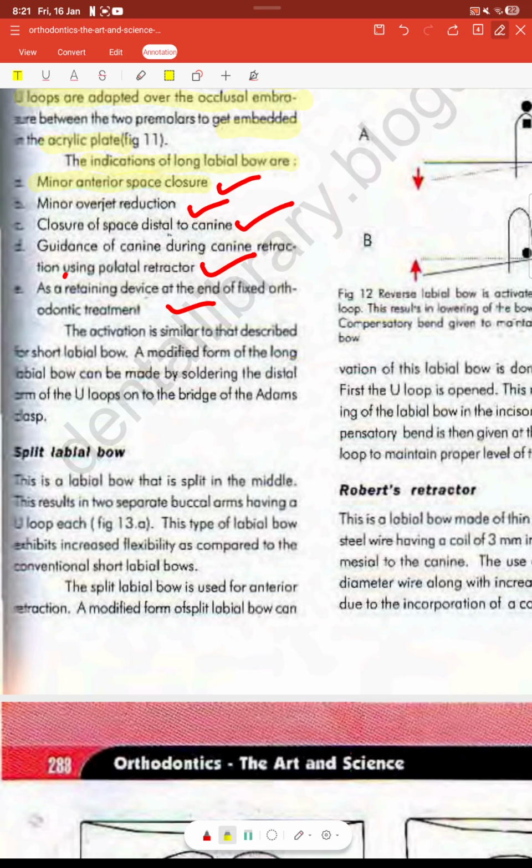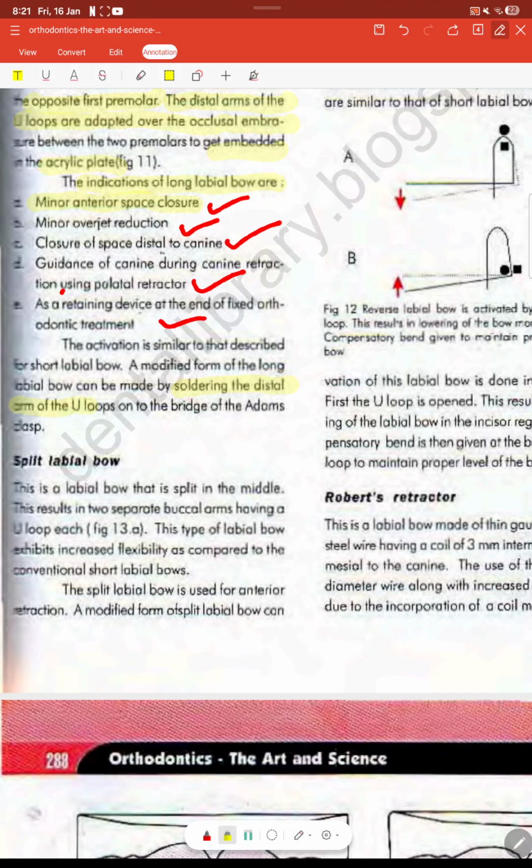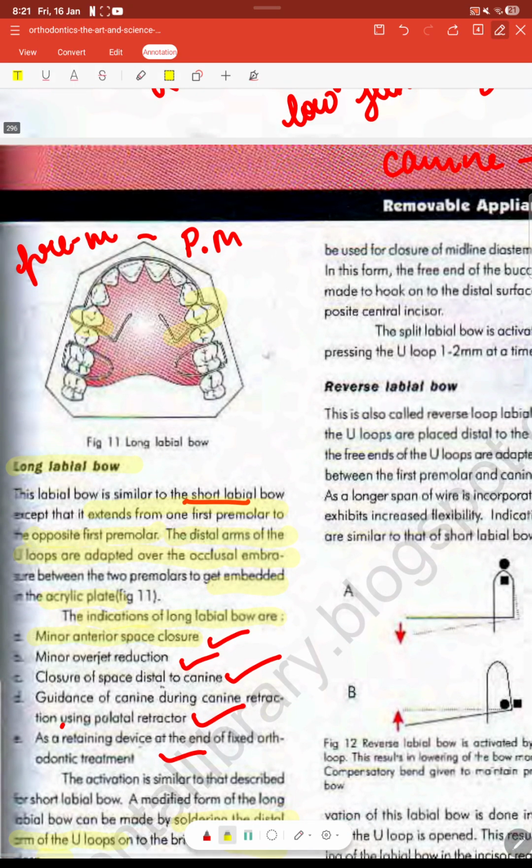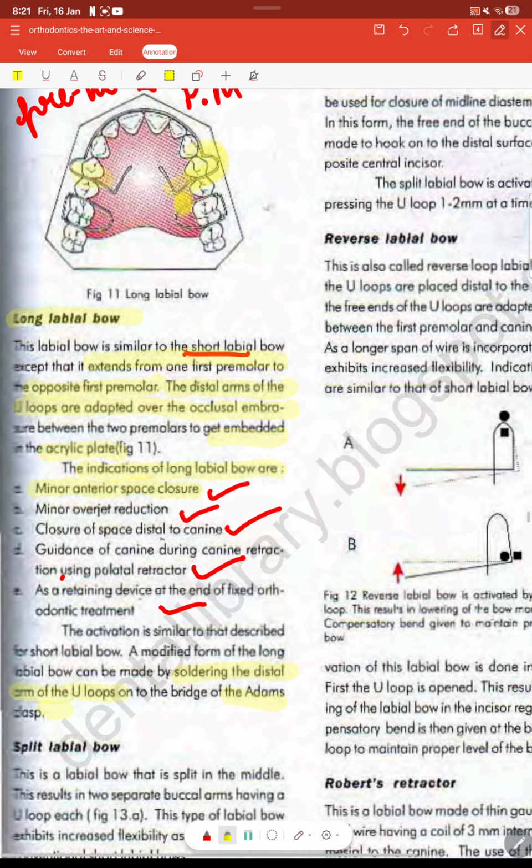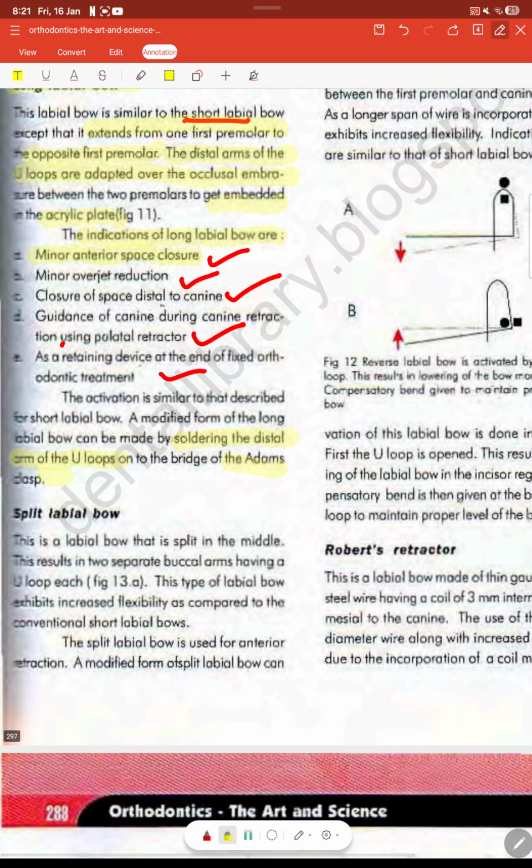Next is a modified form of the long labial bow, which can be made by soldering the distal arm of the U loop on the bridge of the Adam's clasp. Now we are going to see how that is.